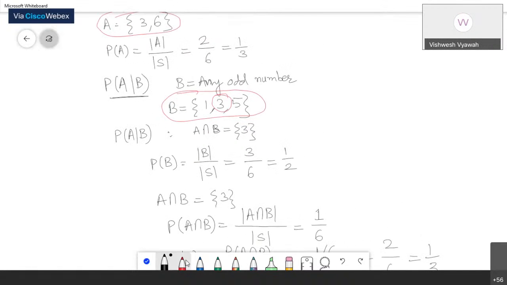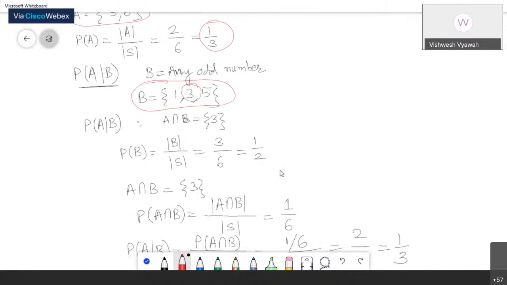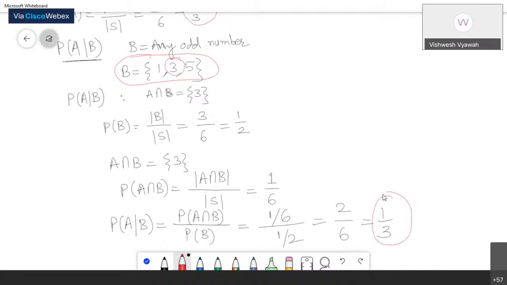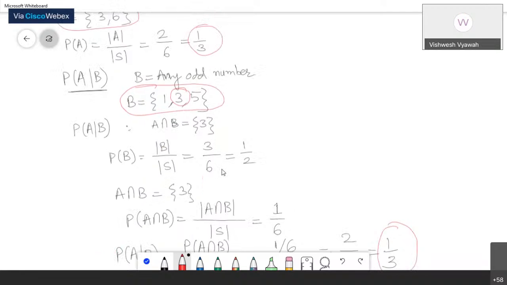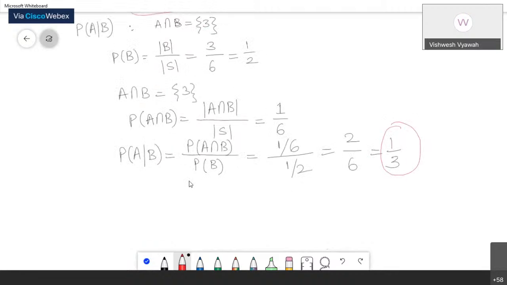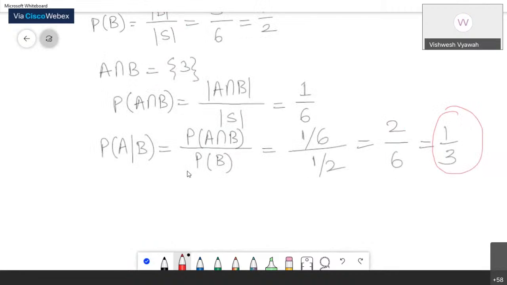Now you may think, what is the difference? Because the probability of A, the absolute probability you can call it, has come as 1 by 3, and this has come as 1 by 3. This is a coincidence. But remember, the concept is totally different. This talks about A when B has already occurred, and this talks about just the probability of A. We'll move ahead. So I hope things are clear now. This is just to give you a flavor of this.